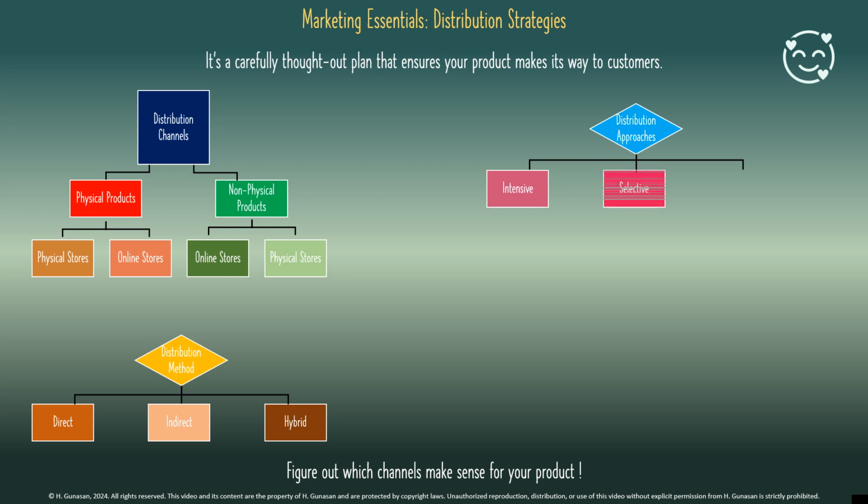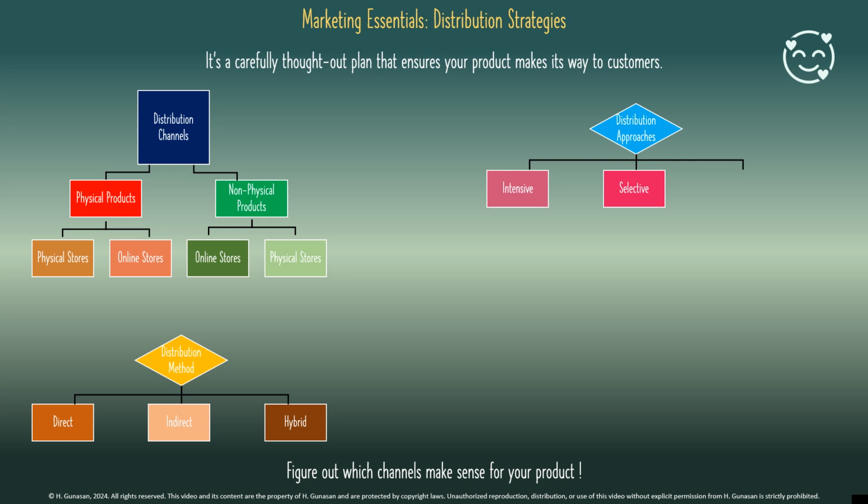Then there's selective distribution, where you're more selective about the outlets in which your product is sold. This strategy is commonly used for products where customers weigh their options more carefully, such as electronics, appliances, or fashion items. You might limit sales to certain stores or regions to maintain control over how your product is presented and ensure a consistent brand experience.